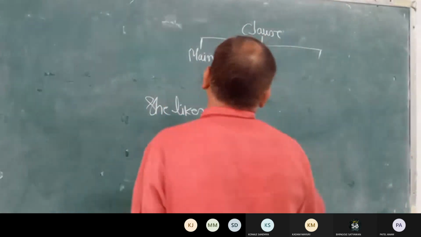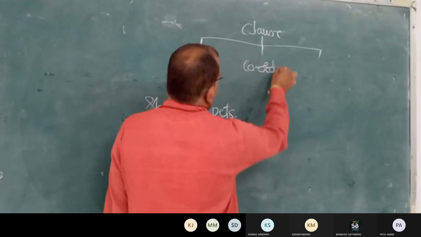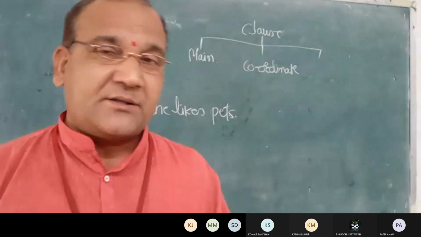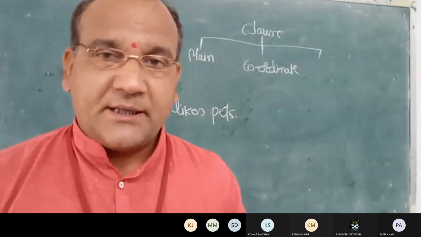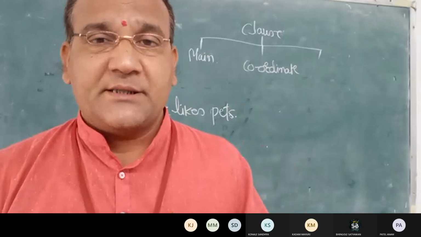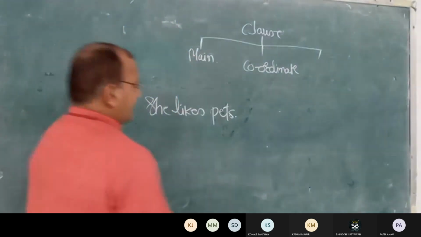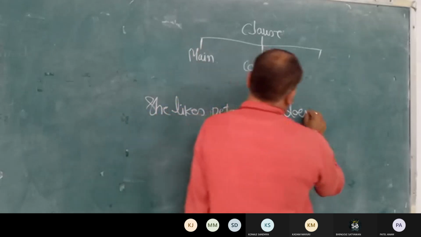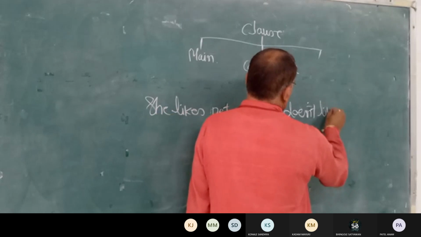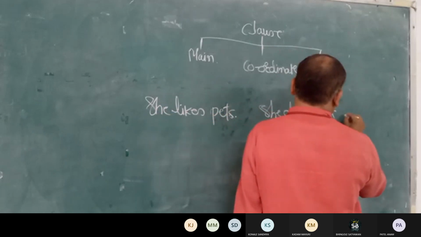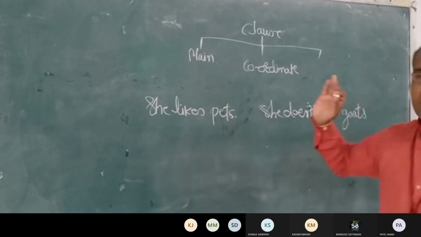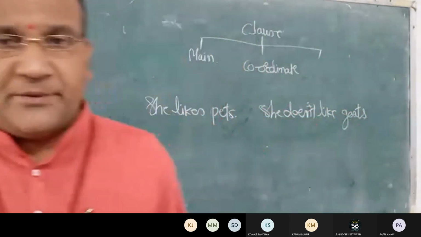One. Second is the coordinate clause. Now this coordinate clause is also a main clause, also a complete sentence, but only because it comes after a coordinating conjunction, you call it a coordinate clause. Suppose I want to have another sentence: this also is a complete sentence. "She doesn't like goats" is also a complete sentence.